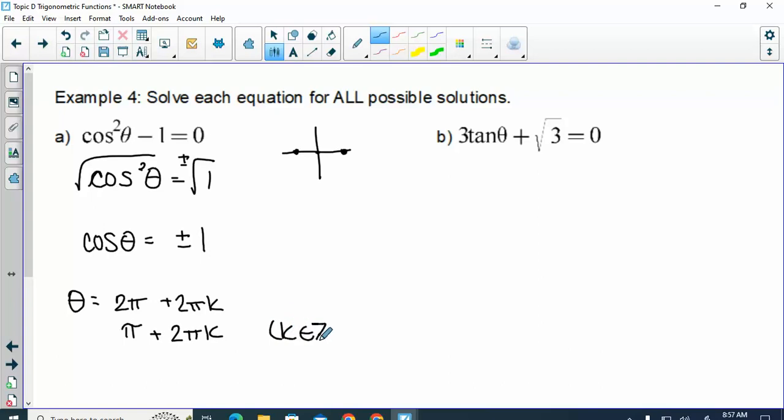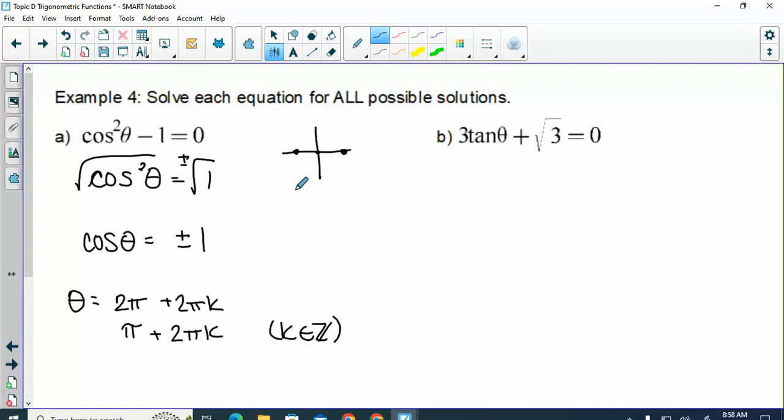Remember that little notation: k, that curved E, just saying it is, and then the double bar Z is an integer symbol. There are other ways you could write this. You could just say pi k, because at every multiple of pi we have a solution: 0 pi, 1 pi, 2 pi, 3 pi, 4 pi. So there are more concise ways. But as long as you have an equivalent solution, I'm good with that.